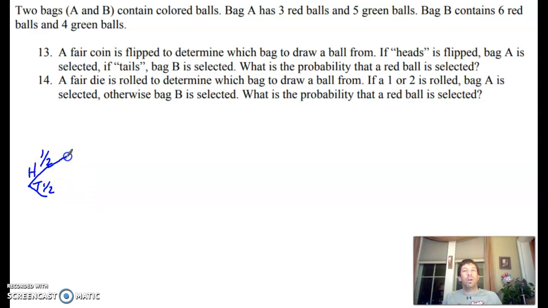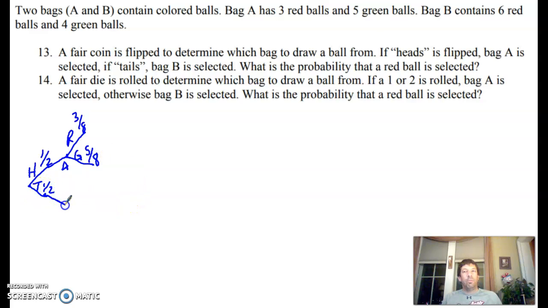After we flip the coin, if it's heads, bag A is selected. And we're going to have red and green balls in bag A. And if bag A is selected, there are 3 red and 5 green. So 3 out of the 8 are red, 5 out of the 8 are green.